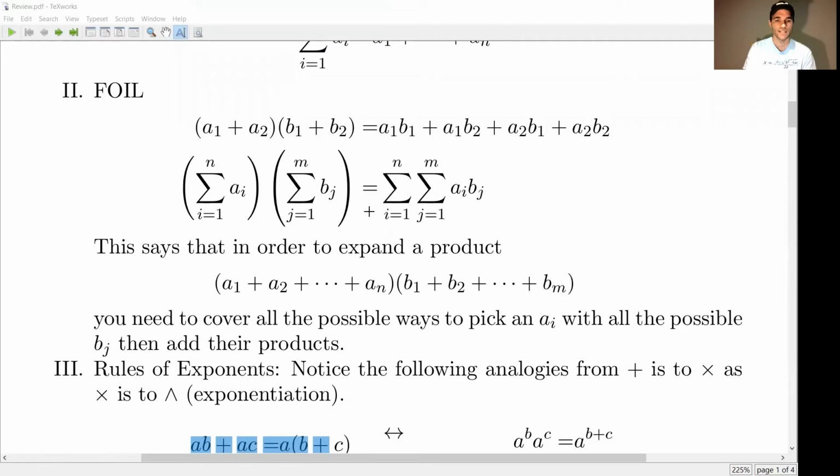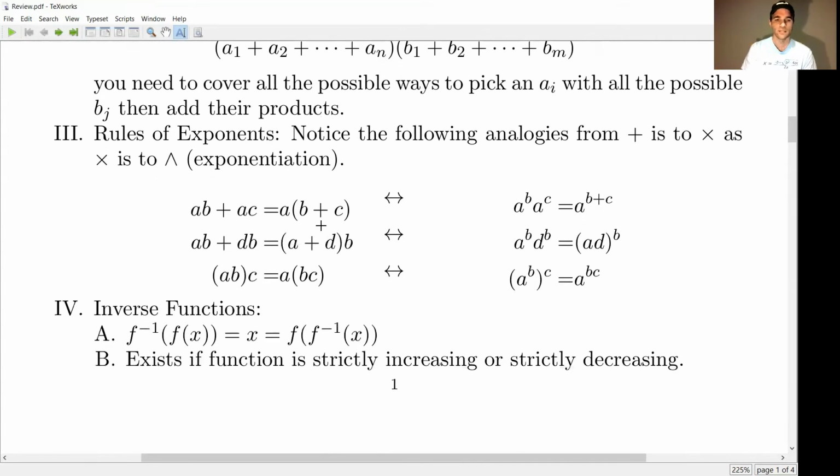This FOIL generalizes to the product of the sum of n things times the sum of m things. The way to find that is you look at all the possible pairs of selecting one thing from the left and then another thing from the right. You take the product of all those pairs and add them together. That will be the expanded version of this product.